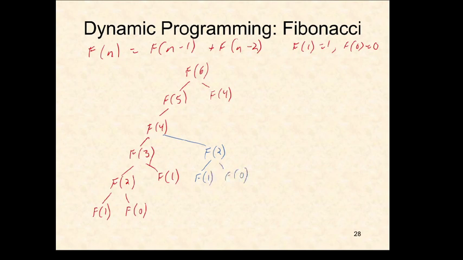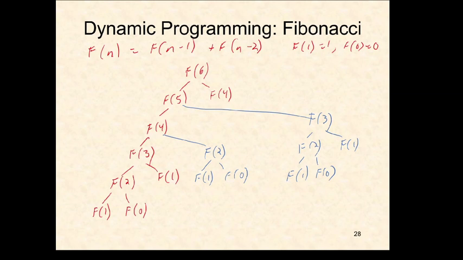Well, now that f of 4 is done, we can do f of 5. To do f of 5, I need f of 3. F of 3 needs f of 2, which needs f of 1 and fib of 0. So now we've got f of 2, we can calculate fib of 3. We can finish fib of 3, which needs fib of 1, which is a base case. Now we've finished fib of 3, so we can finish fib of 5.